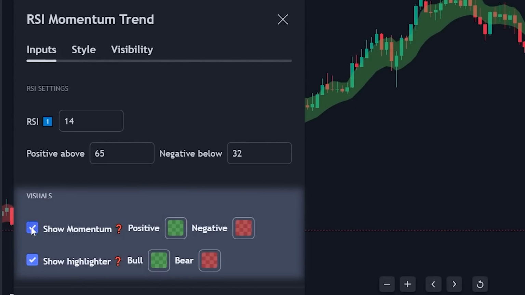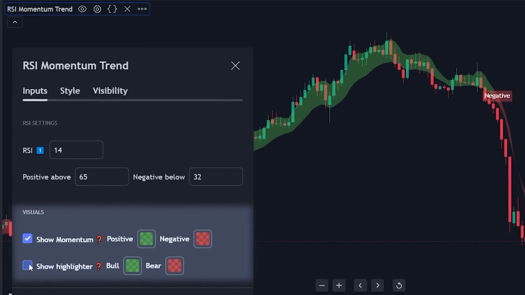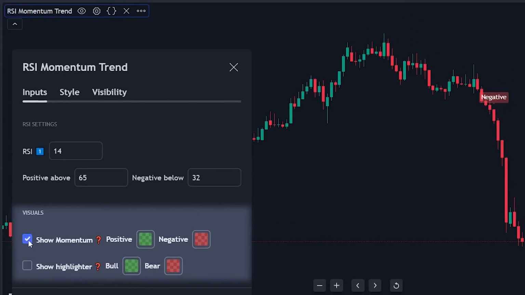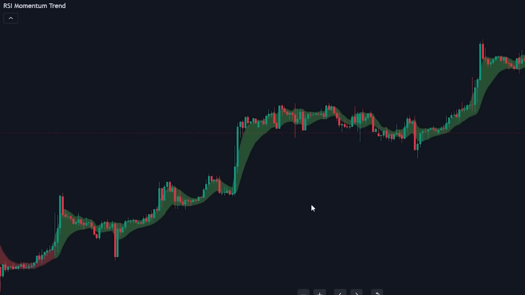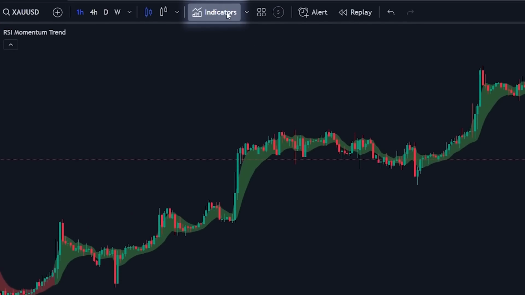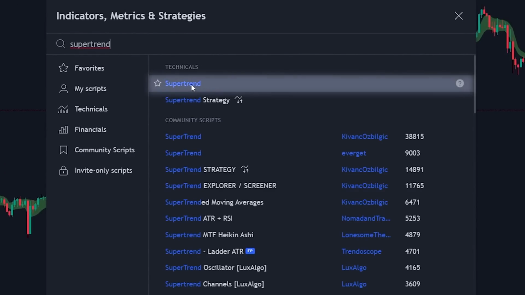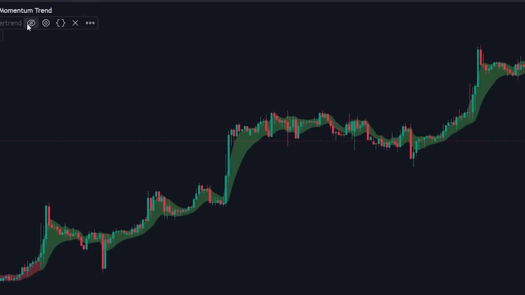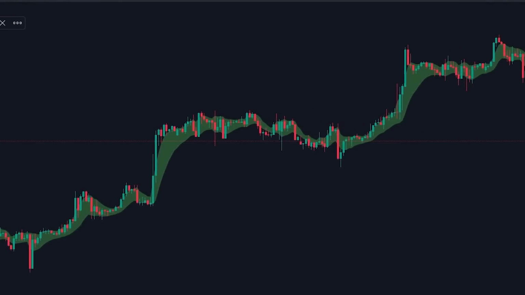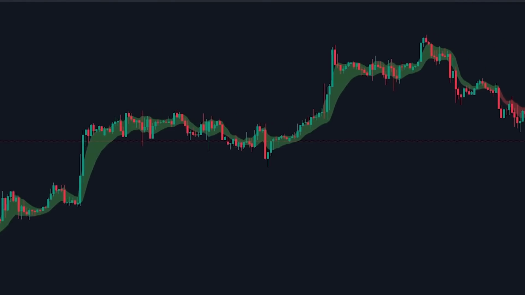You also have the option to enable or disable the signal labels and the trend ribbon. We will disable the signal labels. Comparing the RSI momentum trend to more classical trend detection indicators such as the SuperTrend indicator, we can see how the RSI momentum trend is far better at identifying the correct trend.